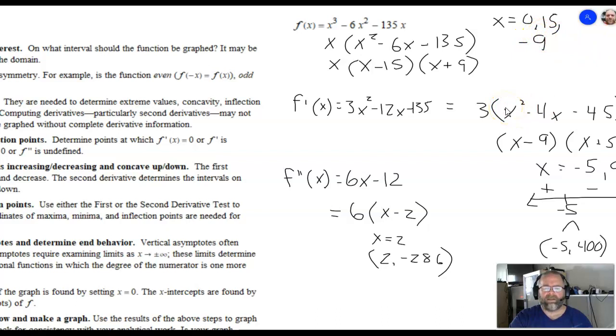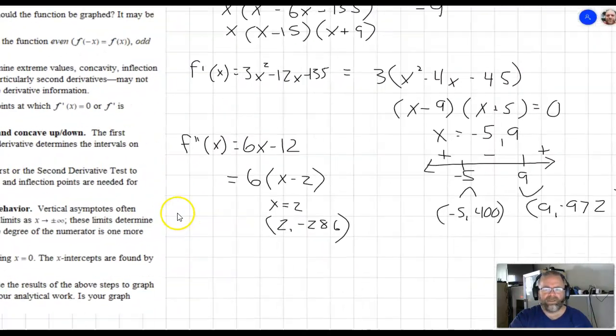Now what about the y-intercepts? Well, when we let x equal 0, then y is also equal to 0, right? Because that zeroes out. So it's going to correspond to this x-intercept here at 0. All right.